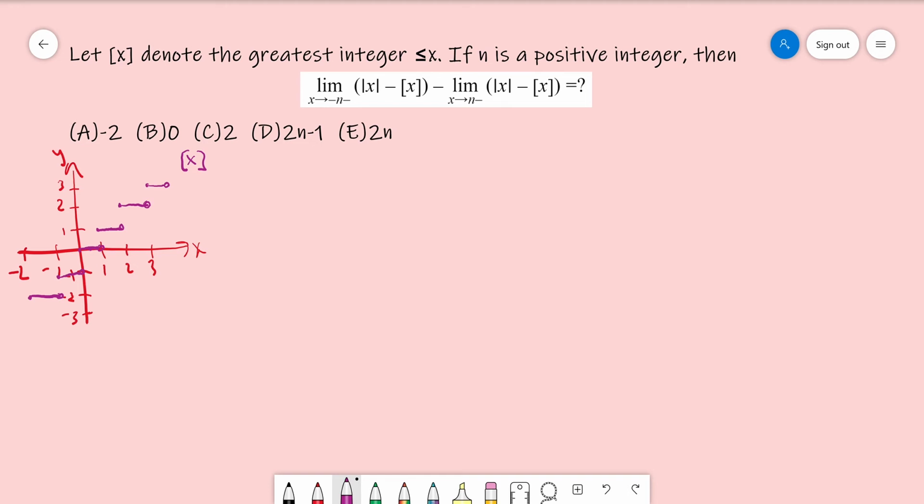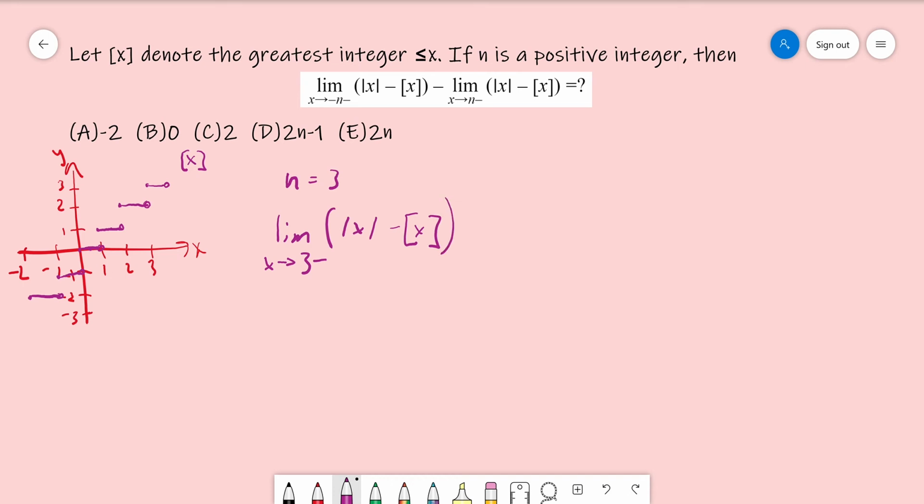Now, if we want to figure out this limit, or this expression, one way to do it is just to pick a number and see what comes out. For example, if n is a positive integer, let's say n equals 3. Okay, well, let's see. The absolute value of n is 3. Let's do the right side first: the limit as x approaches 3 from the left, remember the minus sign on the right of the 3 means approaching from the left, of the absolute value of x minus the floor function.